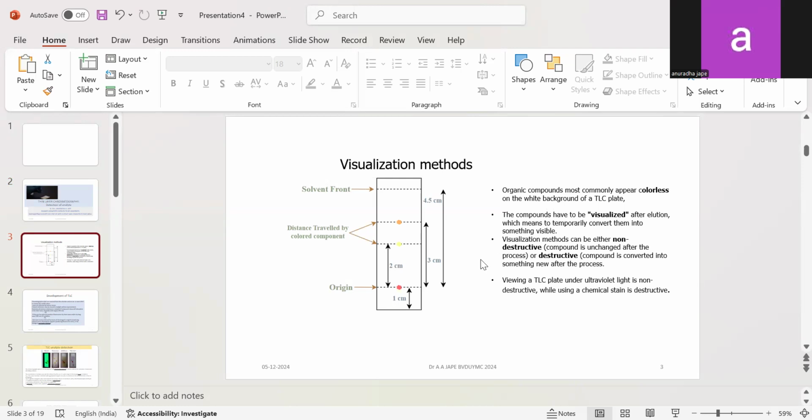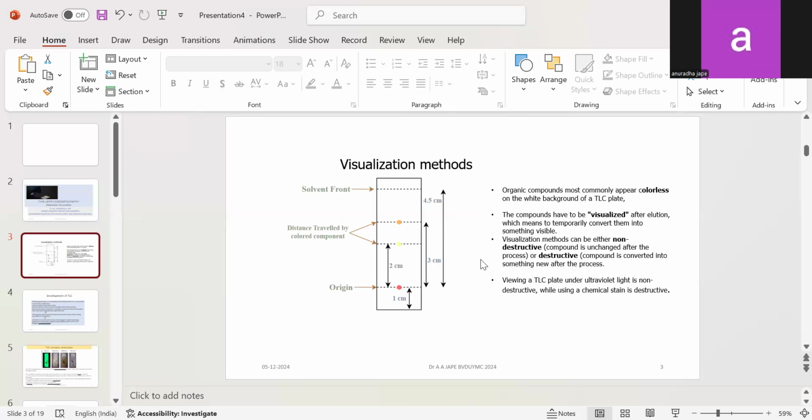Organic compounds, most of them are colorless, and even if some of them are colored, the quantity applied onto the TLC plate is so small that it is not really possible to visualize the colored spots of these biological or organic compounds present in the sample mixture. So, what we need to do is choose a visualization method.